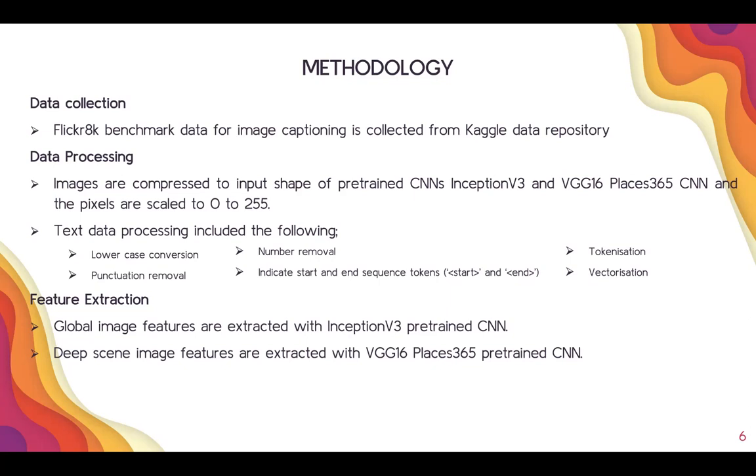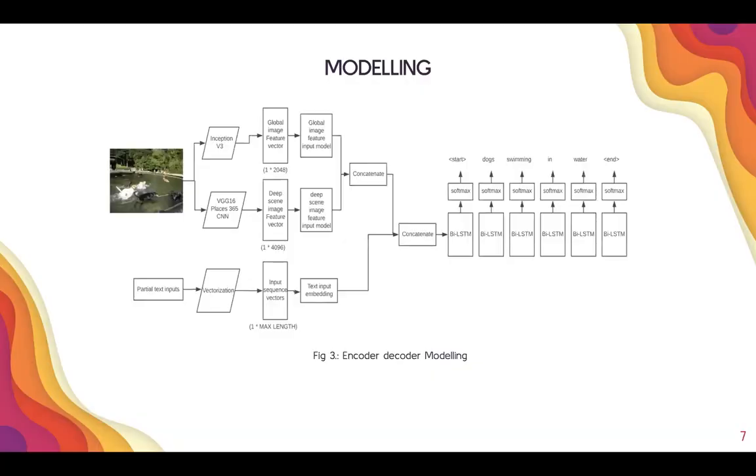So for feature extraction, we extract the global image features with Inception v3. This model is focused on extracting the items or the objects in the image, like I said, and the deep scene image features are extracted with a VGG16 Places365 pre-trained CNN. So this is the CNN that is tasked with extracting the scene features from the image. And these are the features we're going to use as visual embeddings to try to improve the performance of the model.